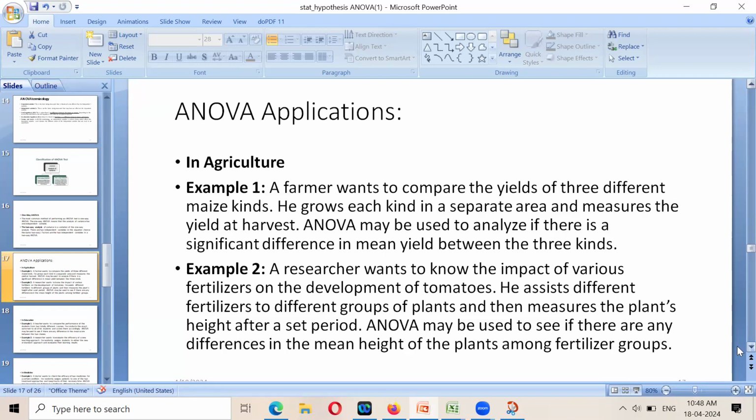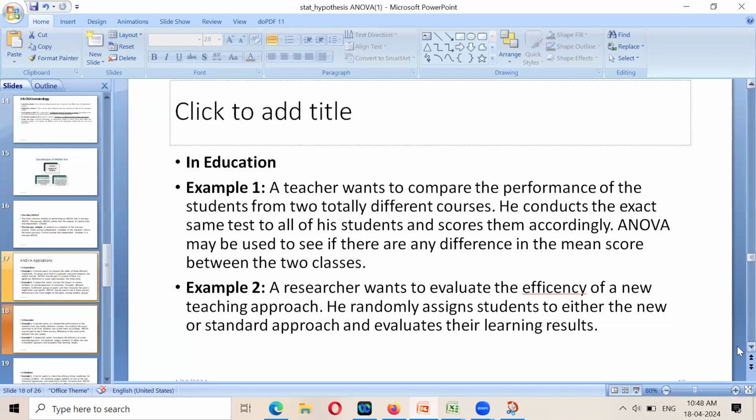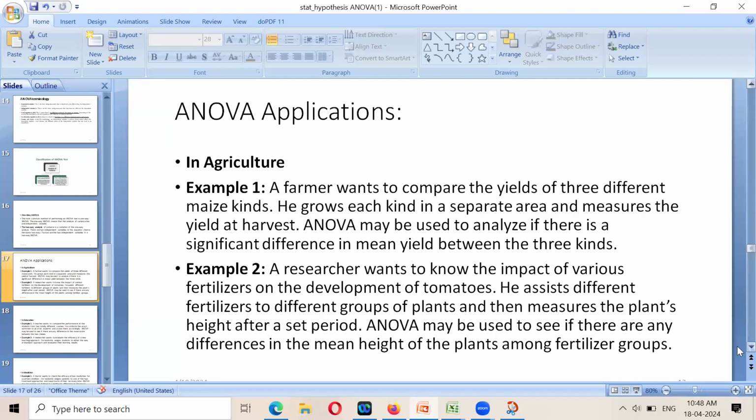Nowadays in persistent agriculture, we are using these techniques on the yield at the harvest to analyze the outcome of the crop. Second, a researcher wants to know the impact of various fertilizers on the development of tomatoes. So he assigns different fertilizers to different groups of plants, then measures the plants' height after a set period. We can see many applications.